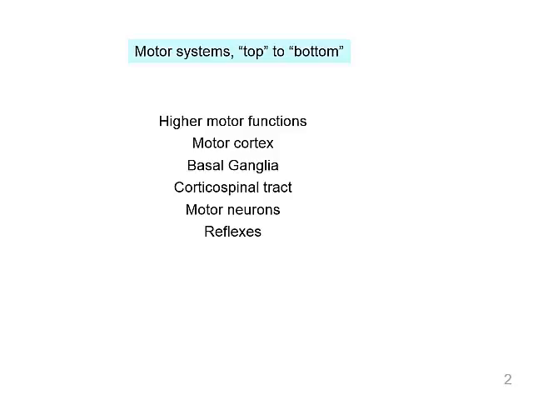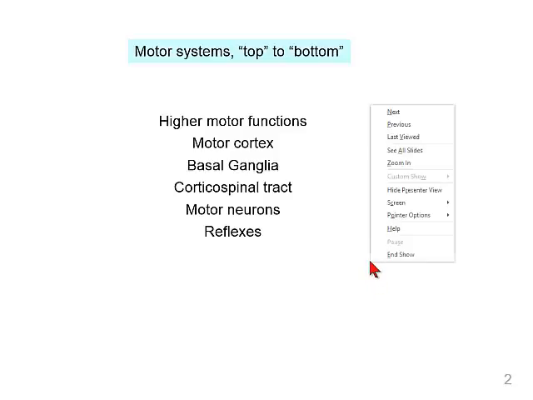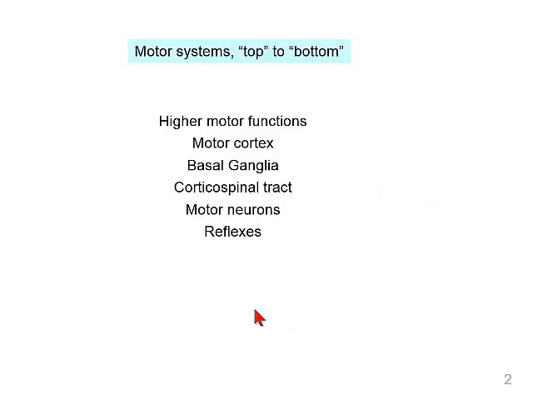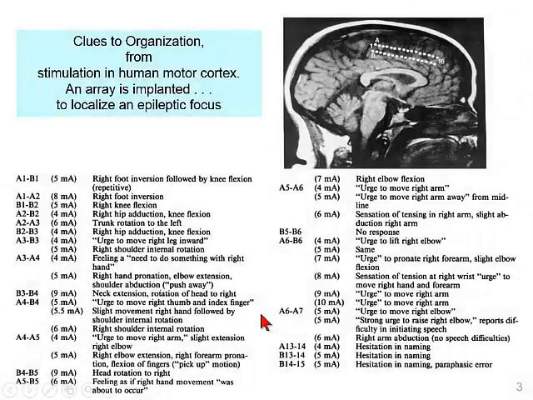We're going to talk about higher motor functions, then about motor cortex, about the basal ganglia, so still in the brain, then the corticospinal tract, which goes from the brain to the spinal cord, then motor neurons in the spinal cord, and then reflexes and the properties of muscles. So from top to bottom, top-down approach, this keeps me interested, and therefore it's a nice challenge.